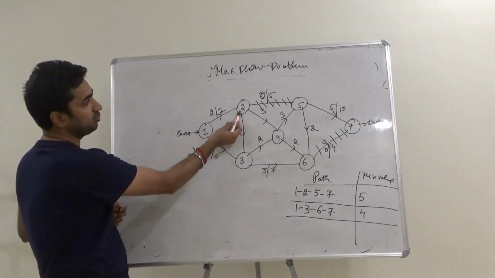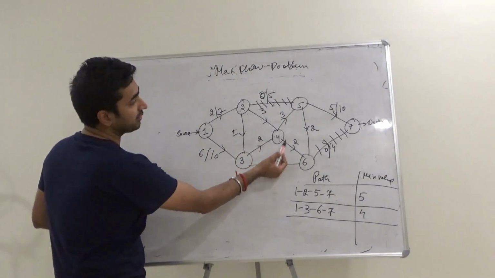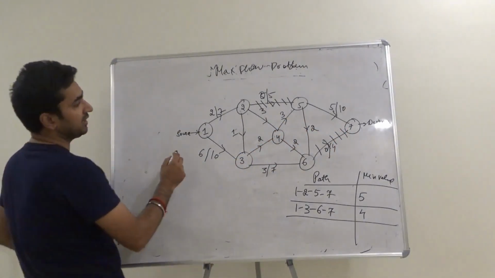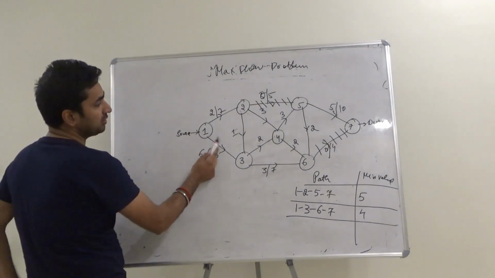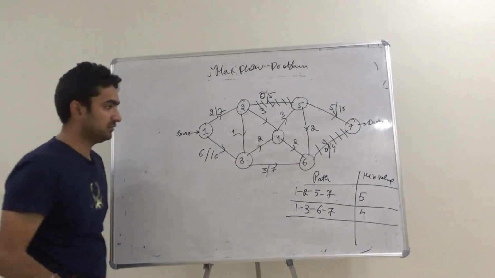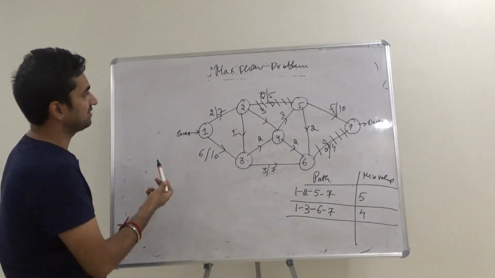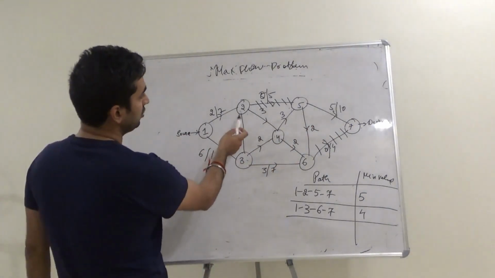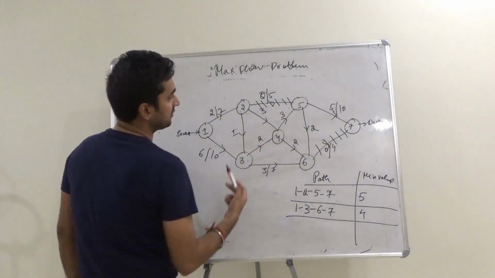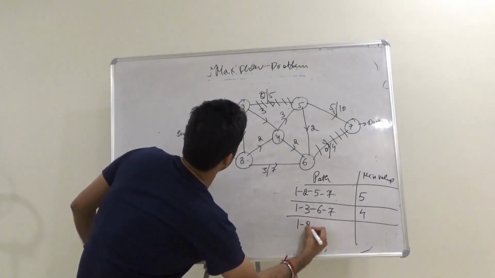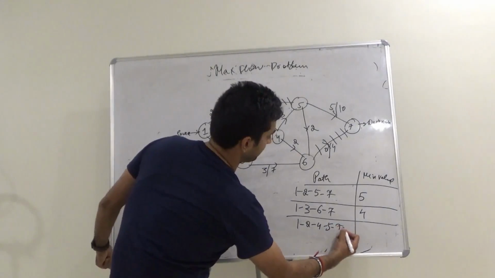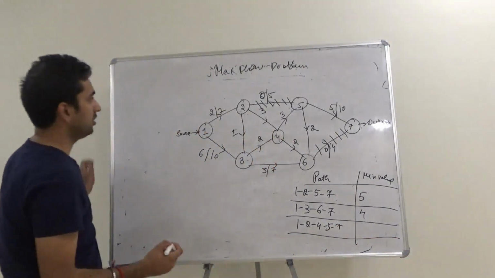I can go from 1 to 2, 2 to 4, 4 to 5 and 5 to 7. This is one path. Or I can go from 1 to 3, 3 to 4, 4 to 5 and 5 to 7. I can also go this way. Let's explore this path, 1 to 2, 2 to 4, 4 to 5 and 5 to 7. This path we can explore.